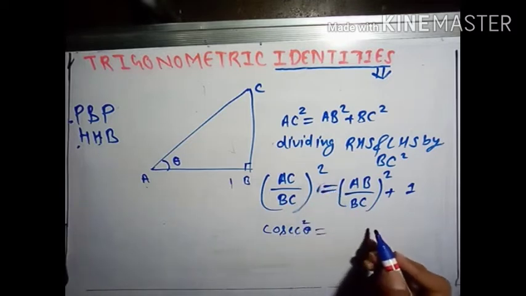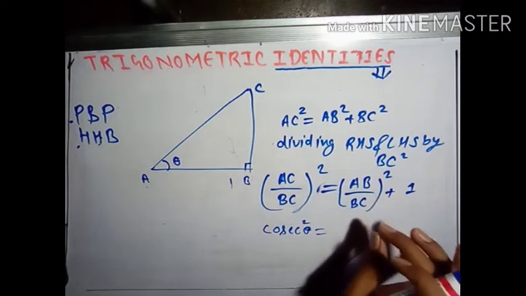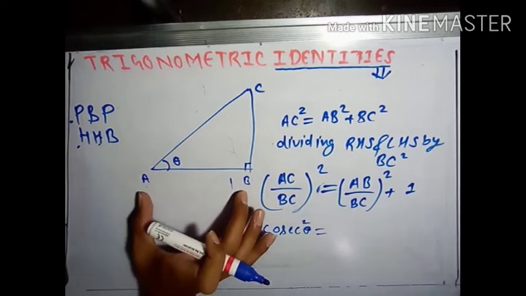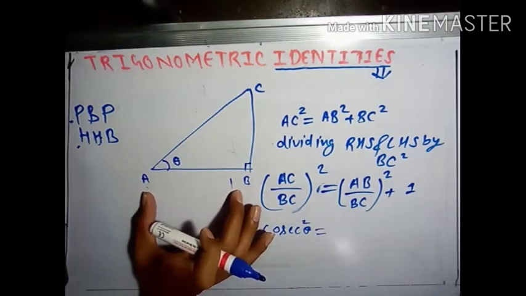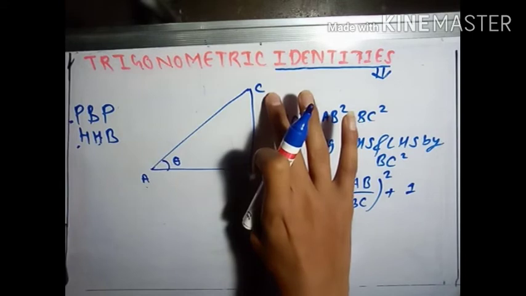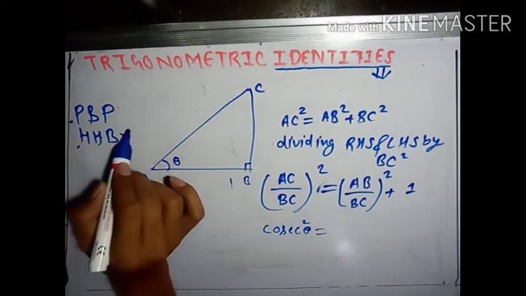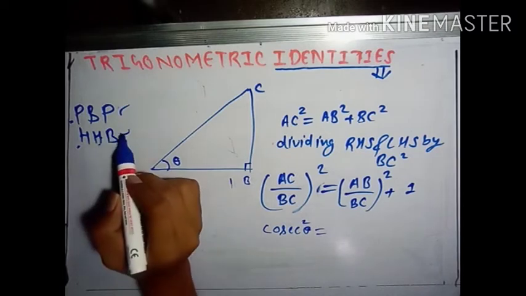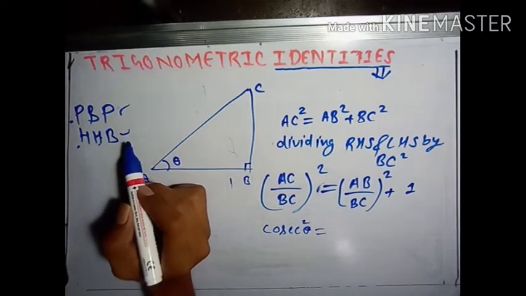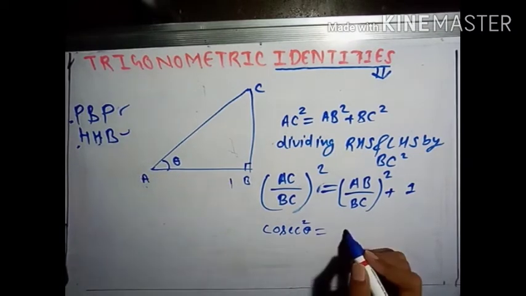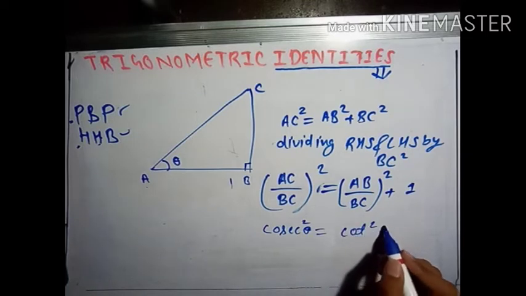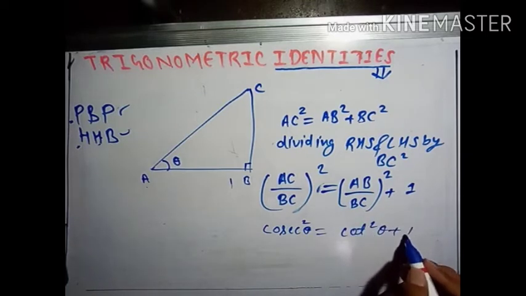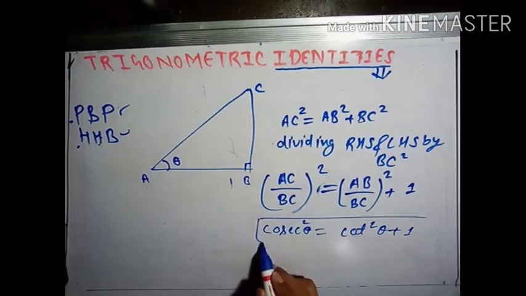So it becomes cosec, the square comes over here, and equal to AB upon BC. Look, where is AB? AB is the base and BC is the perpendicular. So base upon perpendicular becomes what? Cot theta. Perpendicular upon base is tan theta and the reciprocal of tan is cot theta. So write it as cot square theta plus 1.